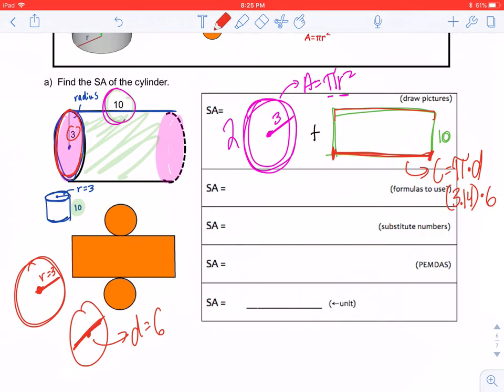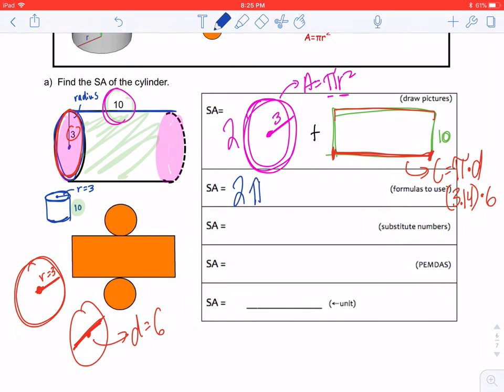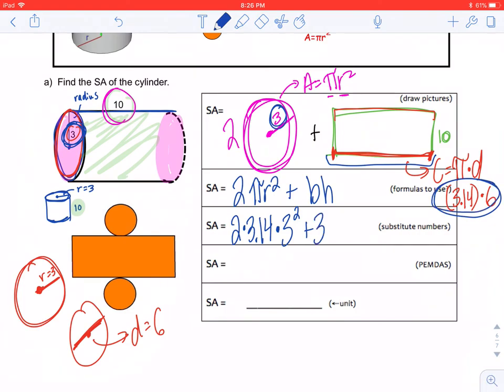So now let's just fill in what we need. I like to take a step in between here. So 2 times pi r squared, because you have two circles. The formula for the area of a circle is pi r squared, plus base times height, because this one is a rectangle. So 2 times 3.14 times the radius of 3 squared, 3 times 3, plus the base, which is this interesting thing here, 3.14 times 6, times the height, which is 10.